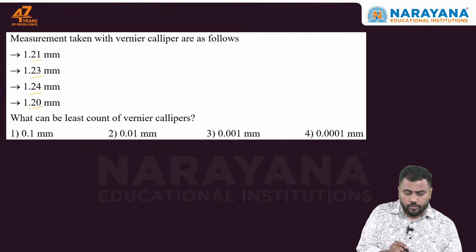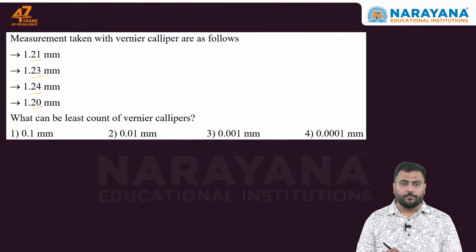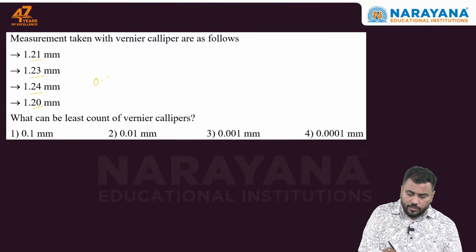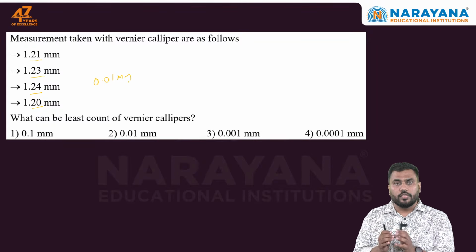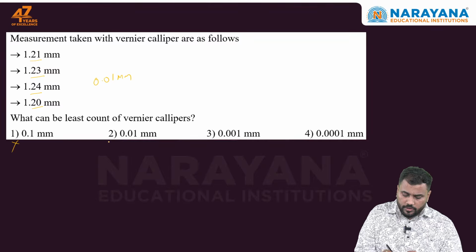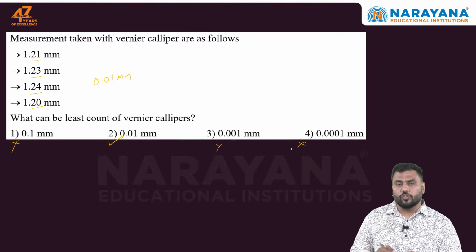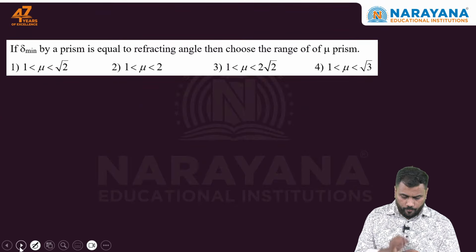all these measurement values have values after 2 points. 2 points of decimal values are given. So the possibility of least count is 0.01 mm. The last digit that is measured should be the least count that you are observing in these readings. So the first option is wrong, the second option is correct, and similarly third and fourth option we can eliminate. So the best answer of this question is option 2.